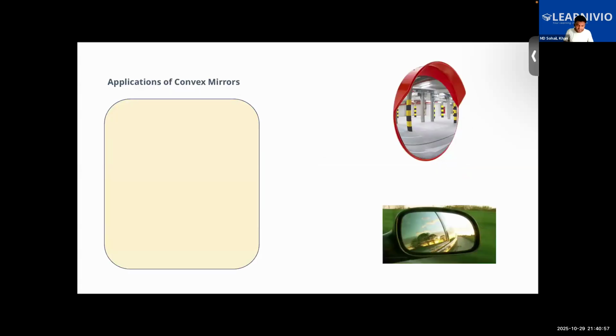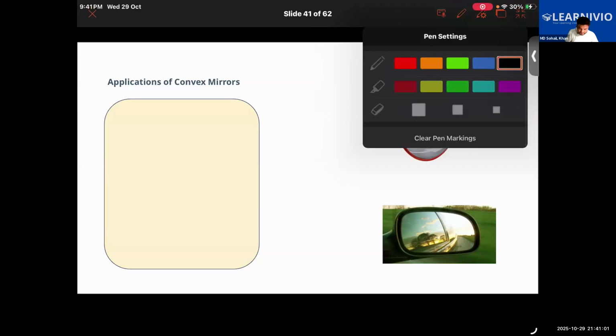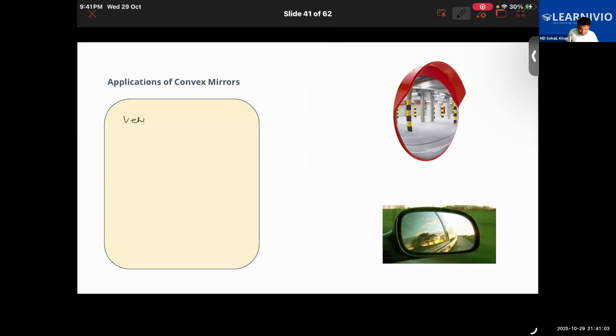And this convex mirror has various applications. It is used in vehicles, to make rear view mirrors. A convex mirror can cover a large part of the area, right? Exactly. It gives you a wide field of view, so it helps the drivers to see a larger field of traffic behind them.